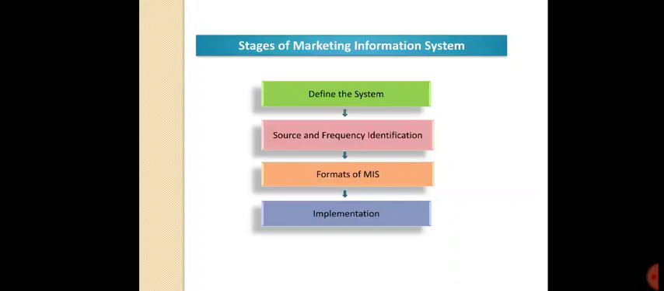And the last stage is implementation, and the steps needed for implementation of the newly designed marketing information system could be such as prepare marketing research plan, train the research staff, prepare operating schedules and evaluate and modify the research system.